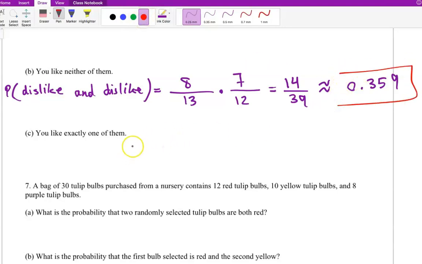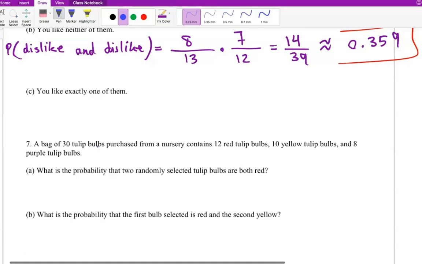Okay, so that is the answer for part B. Now part C: you like exactly one of them. So here what we're going to have is that you like exactly one. We may have like, dislike, or we may have dislike, like. So this is what the sample space is.